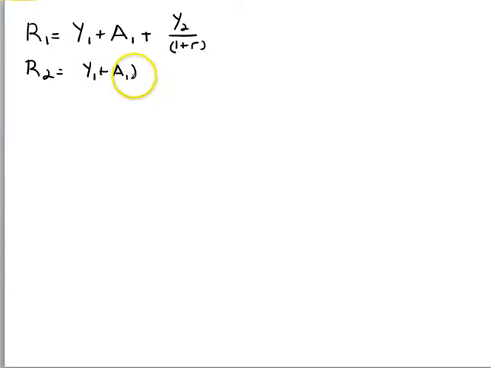So let's just review and look at resources. Resources in year one is equal to your income in year one plus your assets in year one plus the maximum size of the loan that you can obtain from knowing all of your income in year two. And your resources in year two are equal to your resources in year one plus your assets in year one multiplied by the interest you can earn on them plus the income you can earn in year two.